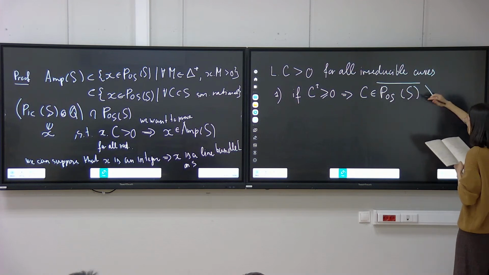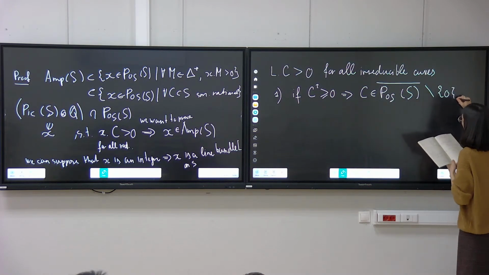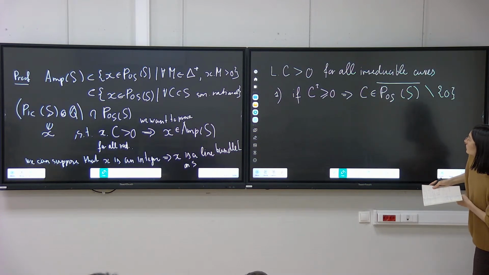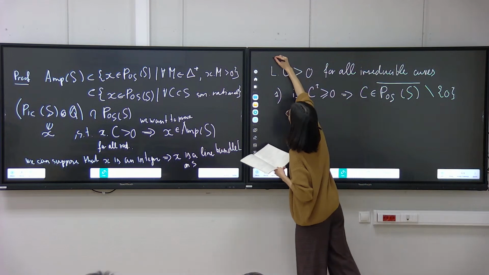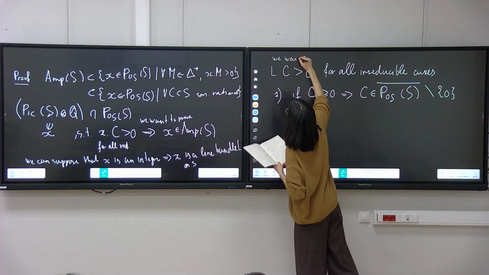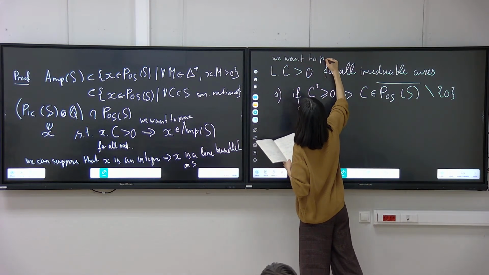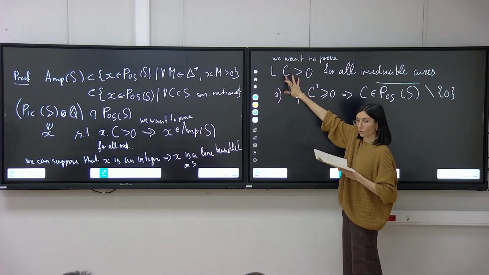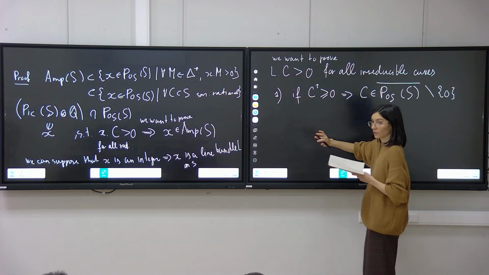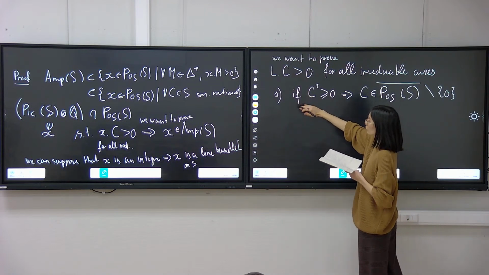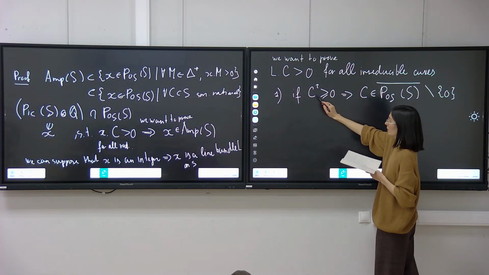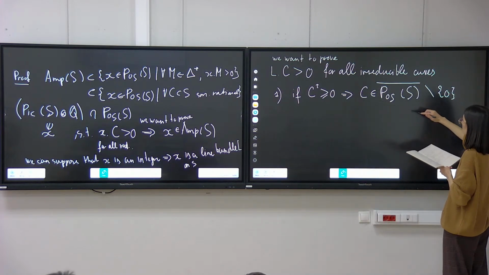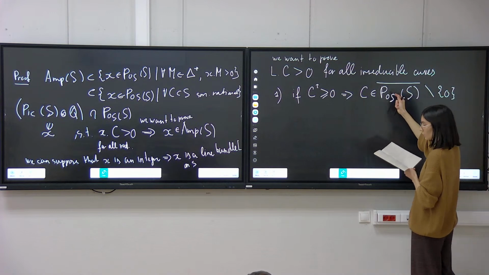closure of this positive cone. L times C is positive because that's our goal. We want to prove that this is positive for all curves. From this, we will obtain that this is an ample line bundle. So first, suppose that C has positive self-intersection, so that it lives by definition in this closure.